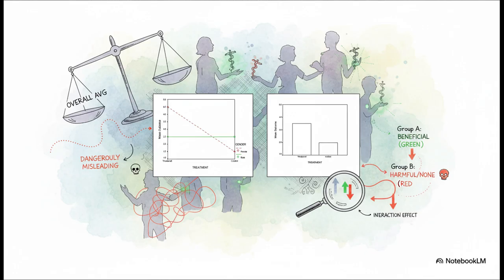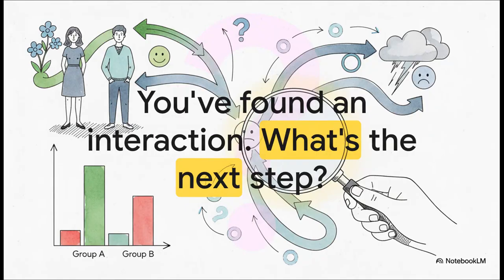That nice, clean average on the right is completely hiding the fact that all of the benefit came from the females, while for males, there was basically no effect at all. Imagine the terrible decision you'd make if you only saw that bar chart on the right. Okay, so you've done the good work. You've found an interaction. You've dodged the bullet of the misleading average. Now what? What's the next step?